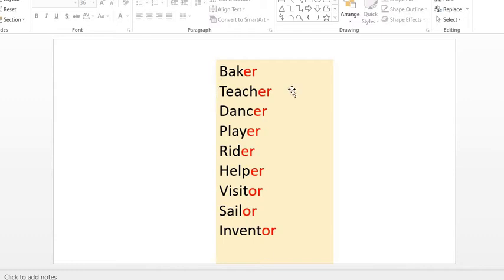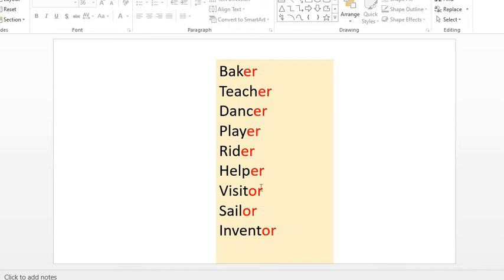Some occupations: baker, teacher, who teaches. The person who teaches is a teacher. Dancer, player, rider, who rides is a rider. The person who rides is a rider. Helper, the person who helps others is a helper. Visitor, who visits is a visitor. Sailor, the person who sails is a sailor. Inventor, who invents. The person who invents is an inventor.